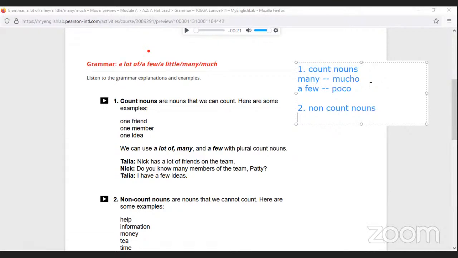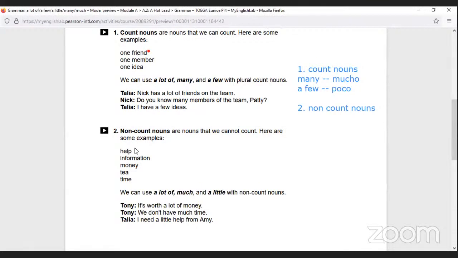But what happens if we can't count something? For example, as we can see here in the platform, help, this is abstract, we can't count. Information, it's not countable. Money is the same, we can't count money. Tea, because it is a liquid, we can't count. And time, the word time, it is not countable.